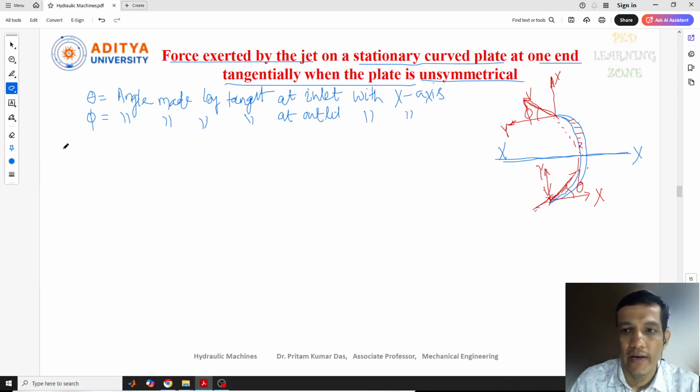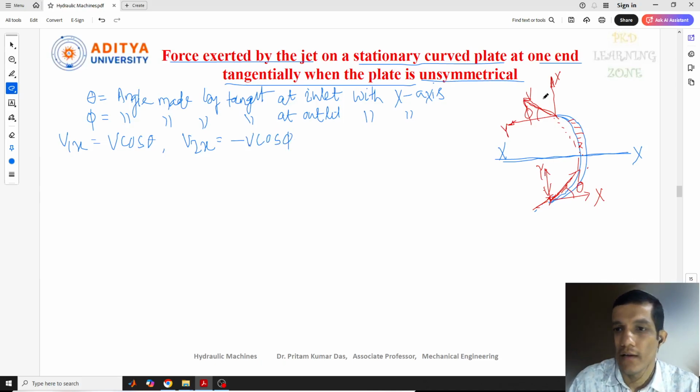So here again we need to find v1x. v1x will be, as usual, what we got previously, v cos theta. And what about v2x? This will be different. This will be v2x equal to minus v cos phi. And v2y is nothing but v sin phi. This is the only difference.